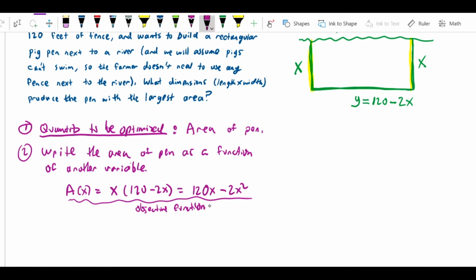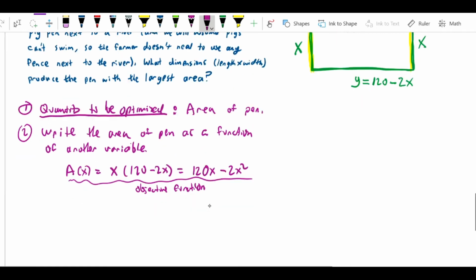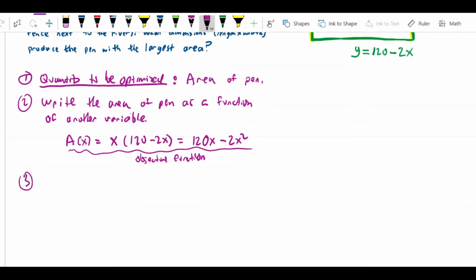The objective function always gives you the quantity to be optimized, and it does so as a function of some other variable that we can define in the problem. So 3, we want to ask what the domain is.